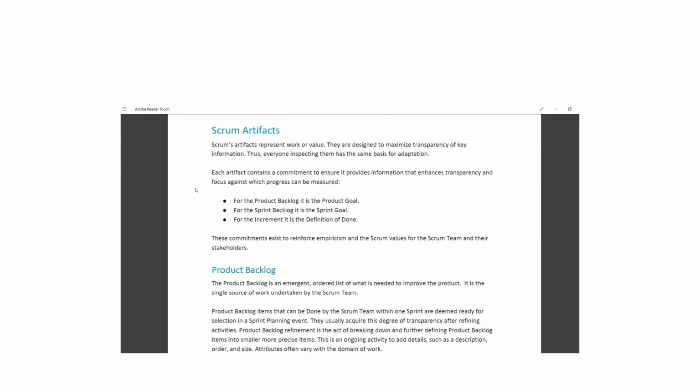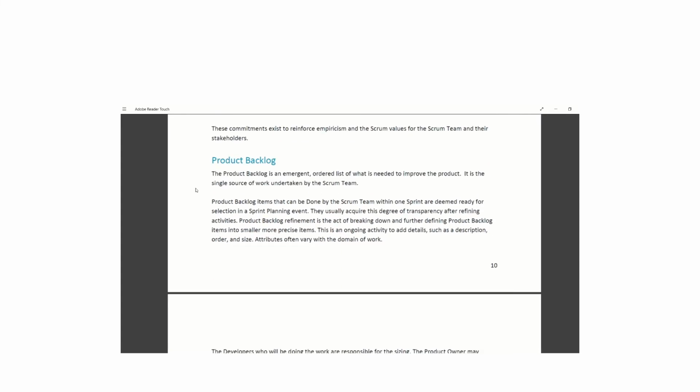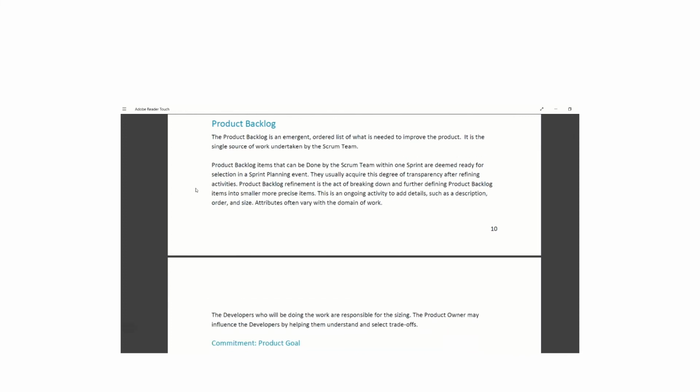For the product backlog, it is the product goal. For the sprint backlog, it is the sprint goal. And for the increment, it is the definition of done. These commitments exist to reinforce empiricism and Scrum values for the Scrum team and their stakeholders.